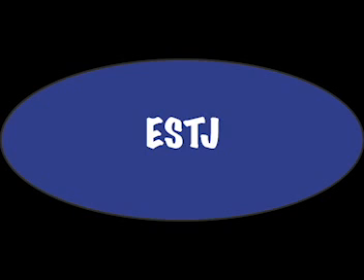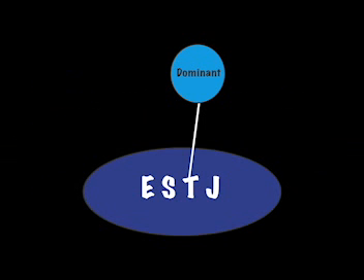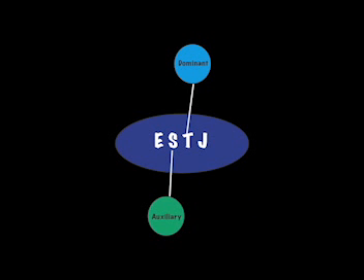Let's take an ESTJ type as an example. An ESTJ's dominant function is thinking. His or her thinking is in the extroverted attitude, that is, it is presented to the outside world. An ESTJ's auxiliary is sensing. This is presented in the introverted attitude, that is, it is kept in the internal world.